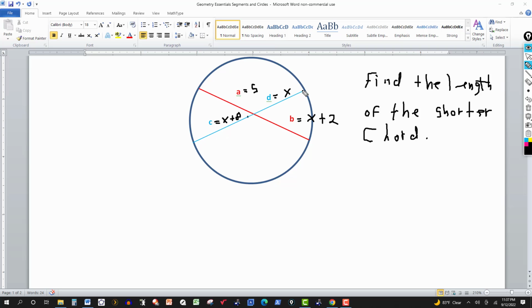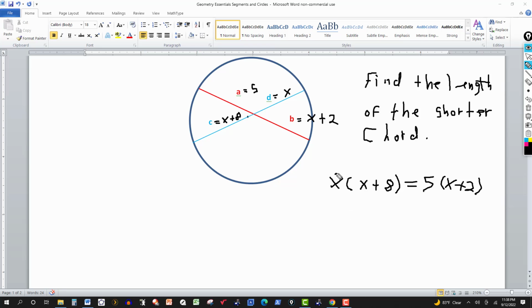If you look at the chord in blue, its parts are X plus 8 and X. So according to the theorem, that product should equal the product of the other chord in red. So X plus 8 times X, or X times X plus 8, same thing. And for the other one, the parts are 5 and X plus 2. So now we've got to solve this equation in order to find the length of the shorter chord.